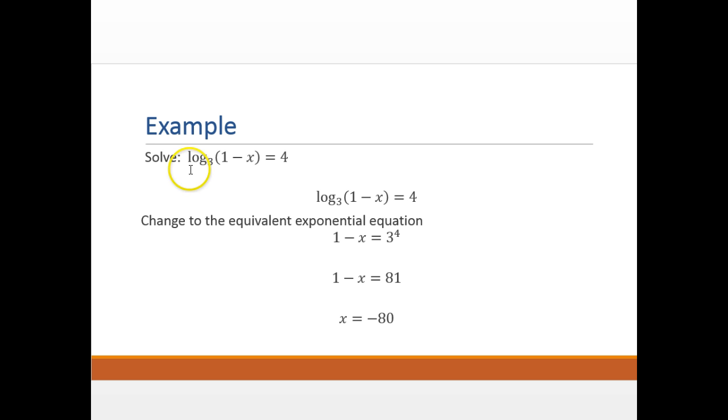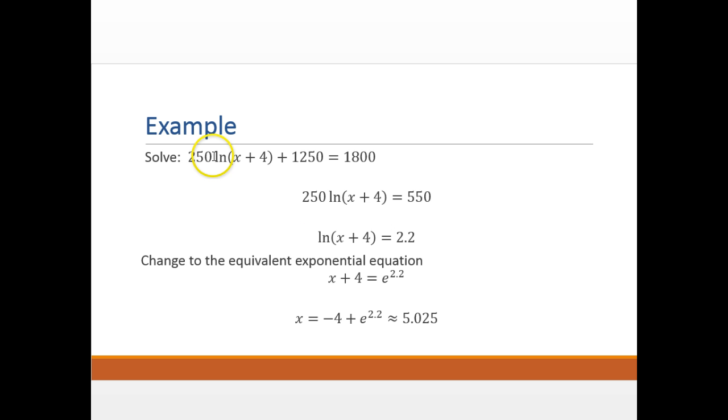Another example is log base 3 of 1 minus x equals 4. Now again, I have the log already by itself on the left-hand side. My base is 3, so I'm going to just change to the equivalent exponential equation. Base is 3, exponent's 4, so 1 minus x equals 3 to the 4th power. 3 to the 4th power is 81, so 1 minus x is 81. And if you do the math, you get x is negative 80.